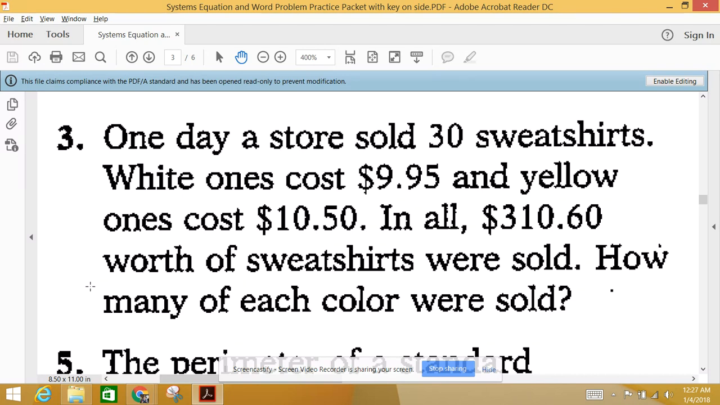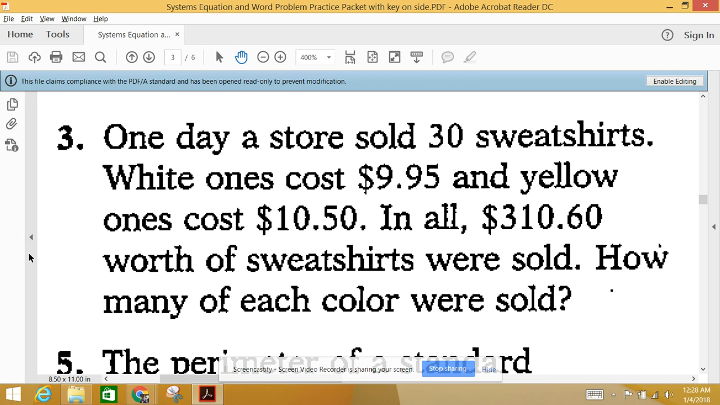One day a store sold 30 sweatshirts. So there's a total of 30 sweatshirts. White ones cost $9.95 and yellow ones cost $10.50. In all, $310.60 worth of sweatshirts were sold. How many of each color were sold?